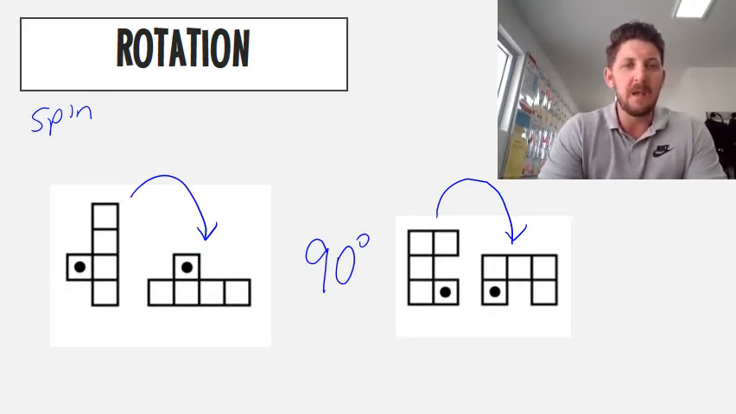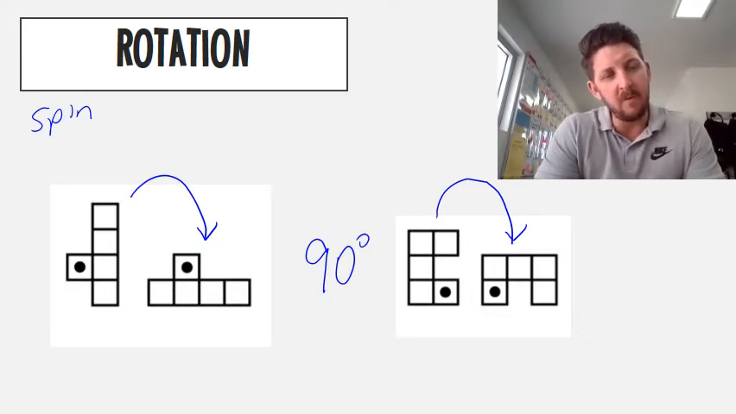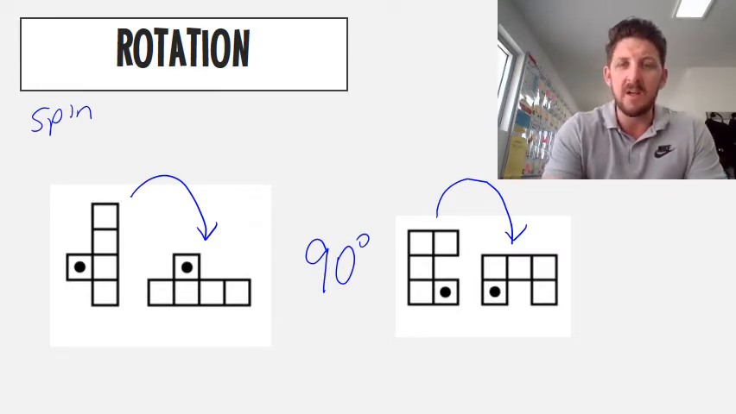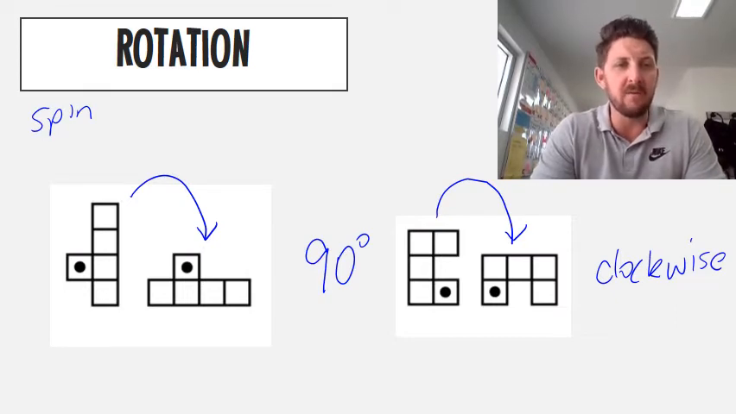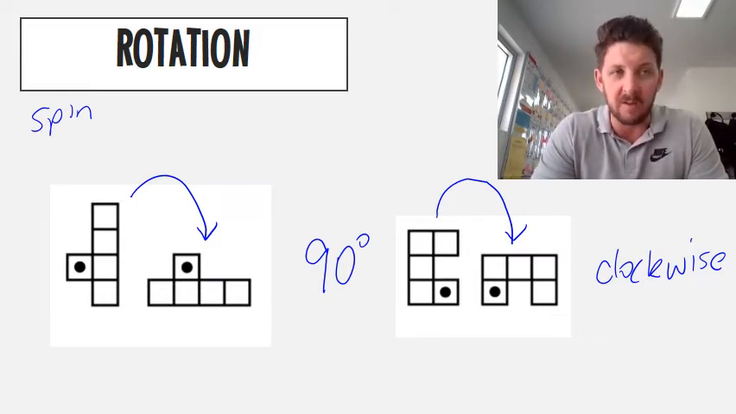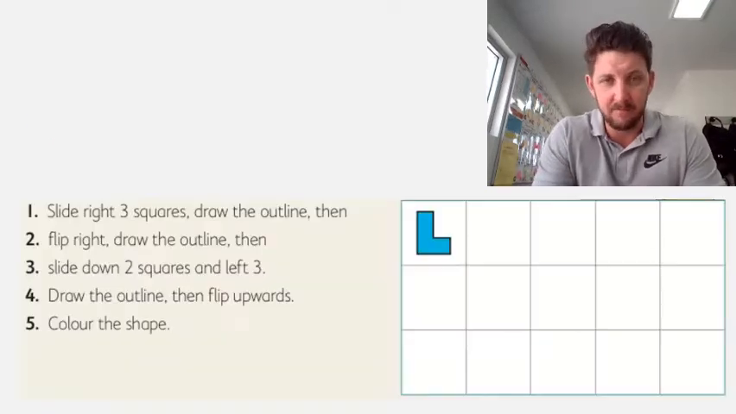Now remember, in this case, we have gone from left to right on the rotation. You can see that they've gone from left to right. So if we look at a clock, we know that if it's going left to right around our clock, it is going clockwise. So normally when we are looking at rotation, we have to give whether it is anti-clockwise or clockwise, and whether it is being spun 90 degrees, 180 degrees, 270, or even 360 degrees in some cases.